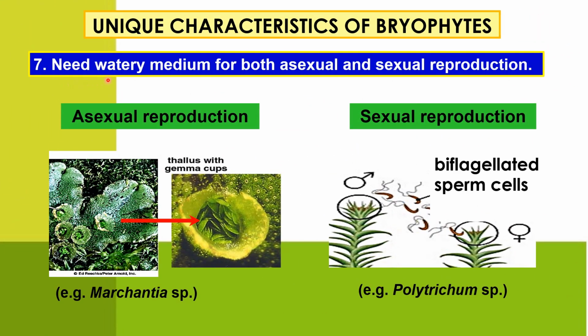Bryophytes need a watery medium for both asexual and sexual reproduction. For example, asexual reproduction of Marchantia species involves dispersal of gemmae from the gemma cup by water to grow into a new thallus. In sexual reproduction, the biflagellated sperm cells need a watery medium to swim to reach the egg cell in the archegonium, and fertilization will occur within the archegonium.